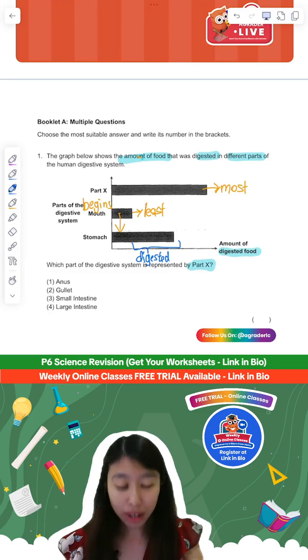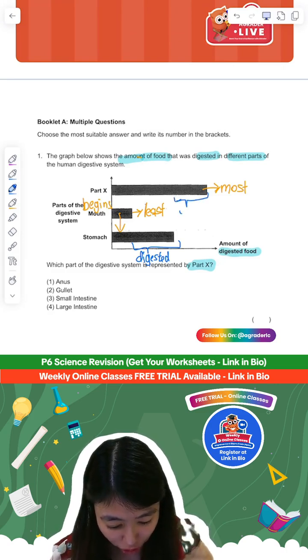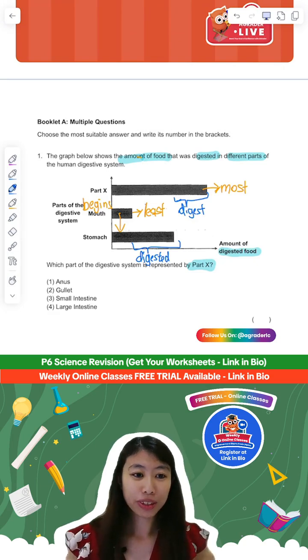Okay, so then after that, you will go to part X, and part X will actually digest this amount of food. Very good.